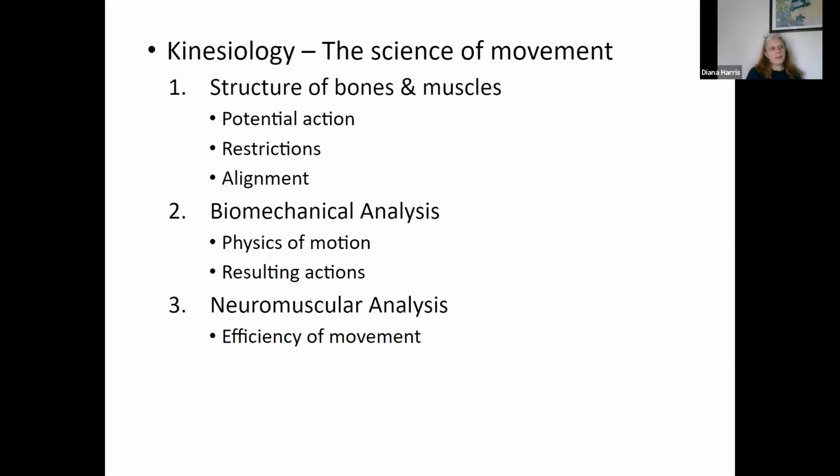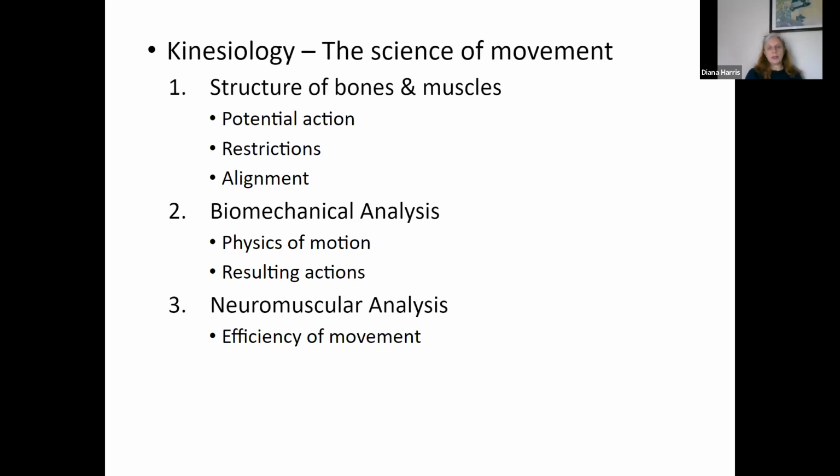So the first thing that it includes is the study of the structure of the bones and muscles. So we're going to be learning all about the skeleton, all about the muscular system, potential actions, right? What can the body do? How can it move? Important to remember that bones cannot move on their own. If we had just a skeleton, no movement would take place. We depend upon the action of the muscles on the bones for movement to occur. So, what actions can these muscles perform?